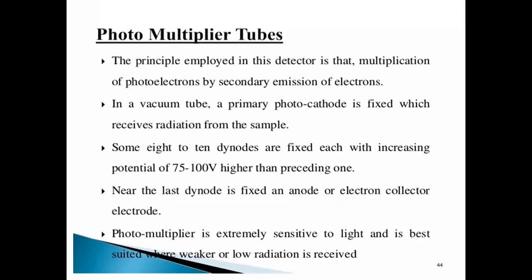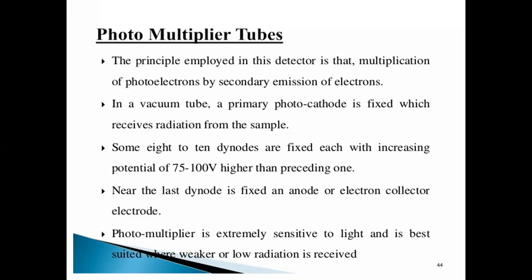Then next is the photomultiplier tube. Again, it is a phototube. They are connected to each other. Here a number of cathodes are incorporated in the photoemissive tube. That's why it is known as the photomultiplier tube. The principle employed in this type of detector system is the multiplication of photoelectrons by secondary emission of electrons.